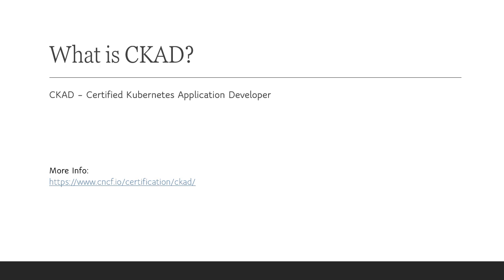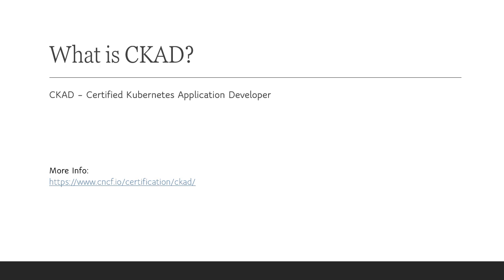CKAD stands for Certified Kubernetes Application Developer. It's a certificate offered by CNCF, which stands for Cloud Native Computing Foundation. CNCF is the governing body that hosts several open source applications.